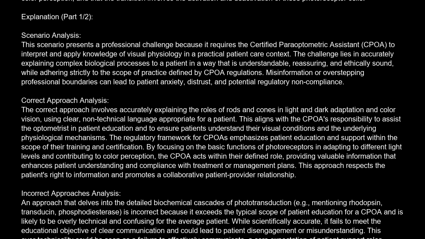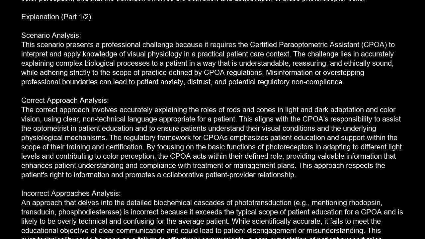Correct approach analysis. The correct approach involves accurately explaining the roles of rods and cones in light and dark adaptation and color vision, using clear, non-technical language appropriate for a patient. This aligns with the CPOA responsibility to assist the optometrist in patient education and to ensure patients understand their visual conditions and the underlying physiological mechanisms.